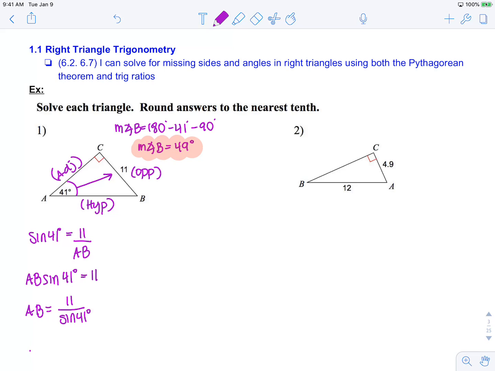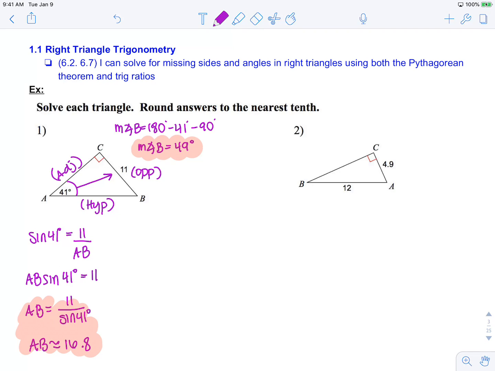So now I'll plug that into my calculator. 11 divided by sine of 41 is approximately 16.8. So do not round mid-problem. Get your exact answer and then plug it in to your calculator.